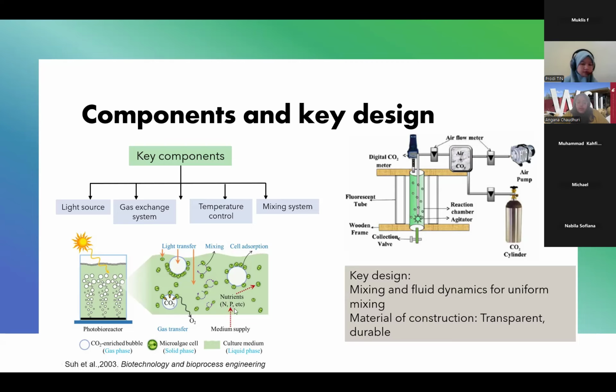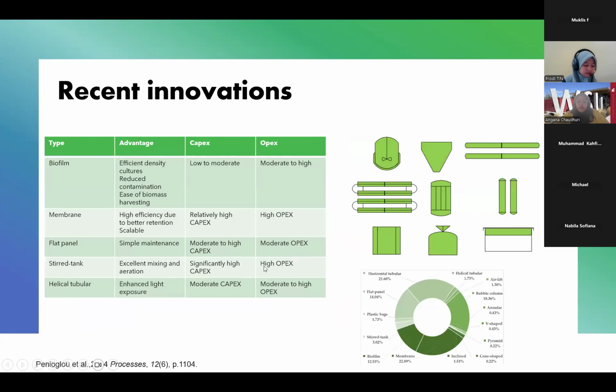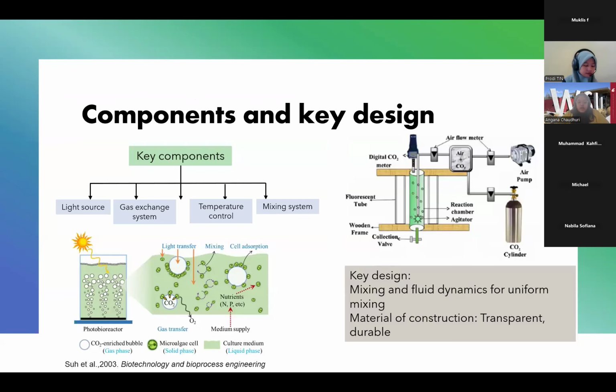And that is also why an algae can grow in wastewater as well, because wastewater coming out from the industries has a high amount of nitrogen or phosphate. So the microalgal cells can get the nutrients from both the gas phase and also the media phase. So, in the key design, we have to keep in mind that the mixing and fluid dynamics is uniform for them, and the material of construction has to be transparent and durable so that it can help in getting as much light as possible with high efficiency.